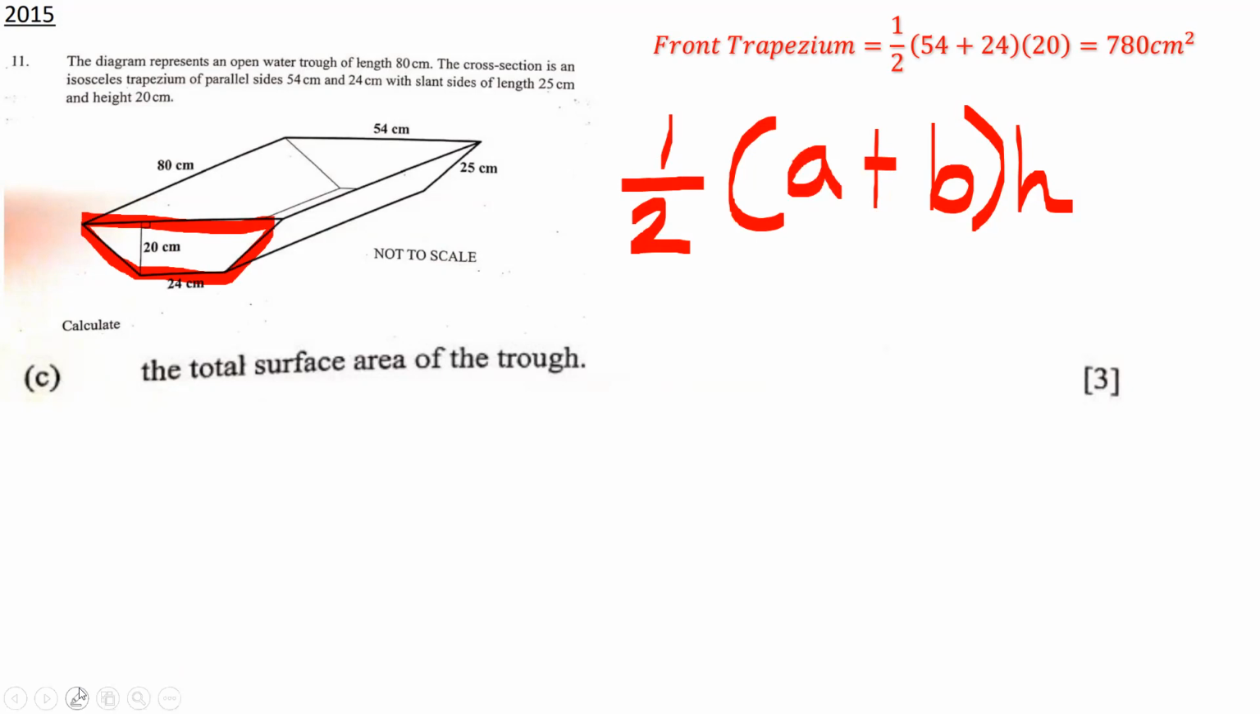So if we want the area of the front trapezium, A is going to be 54 centimeters, just like this is 54 centimeters. B is going to be 24 centimeters. And then the height, this part right here, is 20 centimeters, and that's going to be the height. So it's half times A, which is 54, plus B, which is 24, times H, the height. That gives us 780 centimeters squared, the area of the front trapezium.